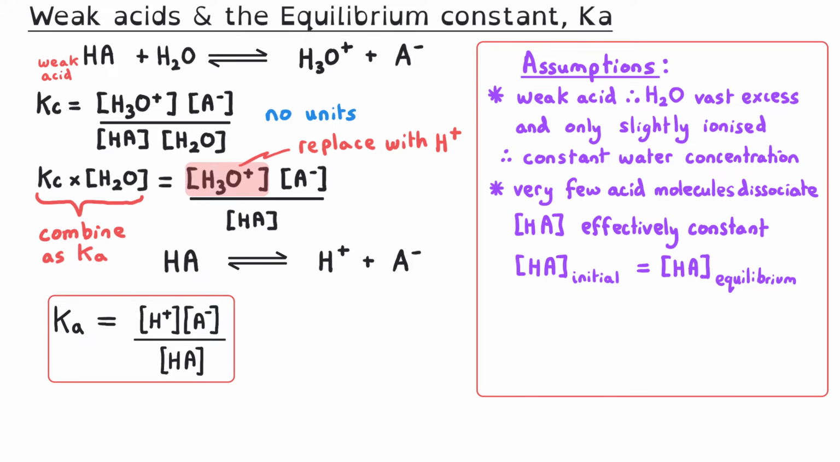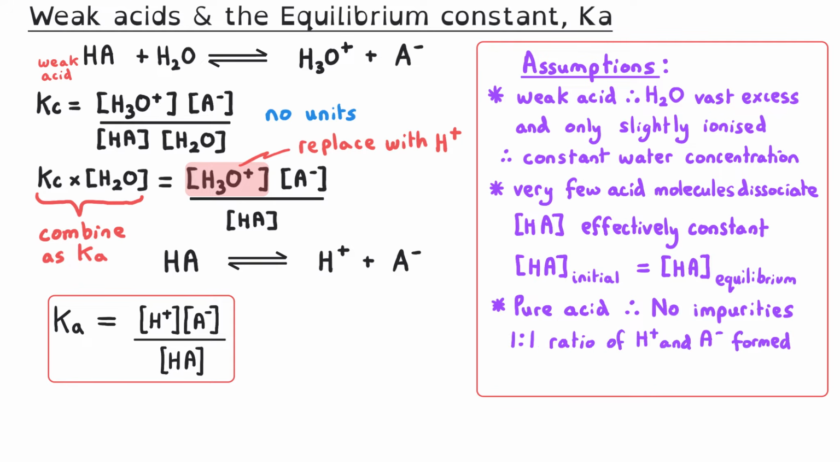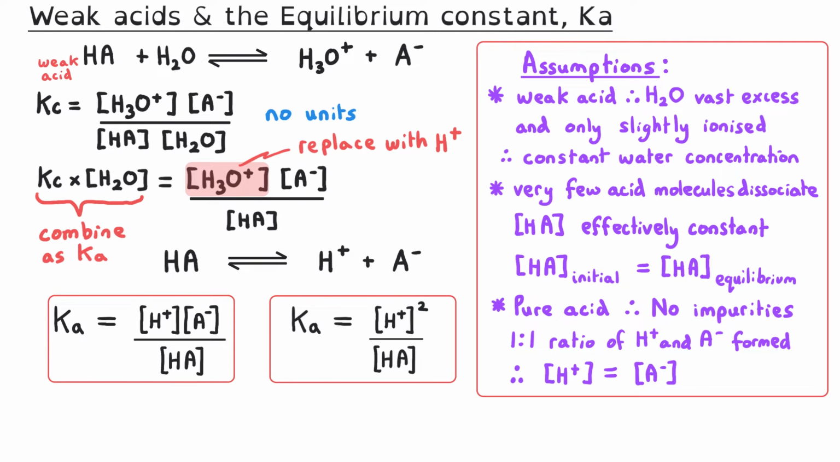In order to do that, we also need to recognize that we're assuming that this weak acid is totally pure, which means that there are no impurities present, which means that since we have a 1-to-1 ratio of hydrogen ions and the conjugate base, we can say that the hydrogen ion concentration is equivalent to the A- concentration, and so we can actually amalgamate those terms on the top of the expression, and so we can have Ka equals H+ concentration squared divided by the concentration of the undissociated acid.